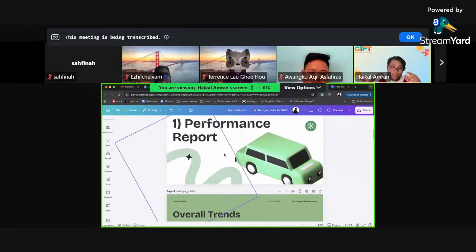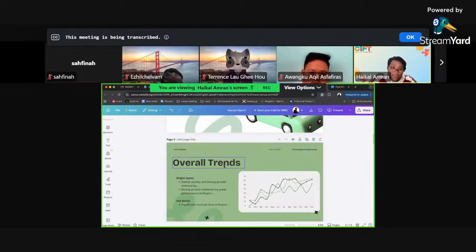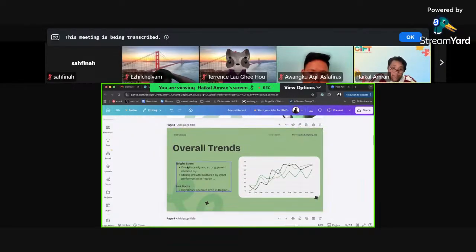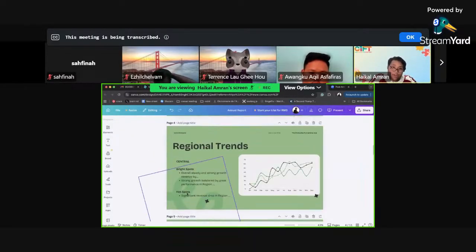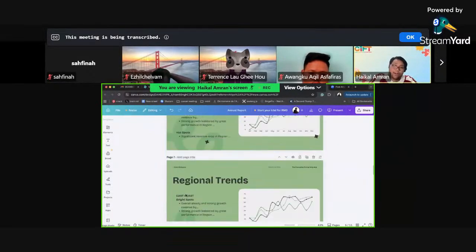Again, for the performance report, also two parts: overall trends and regional trends. And then within the overall trends and regional trends, I want to see bright spots and hot spots for each one. For regional trends: Central, South, Sabah, Sarawak, and East Coast.